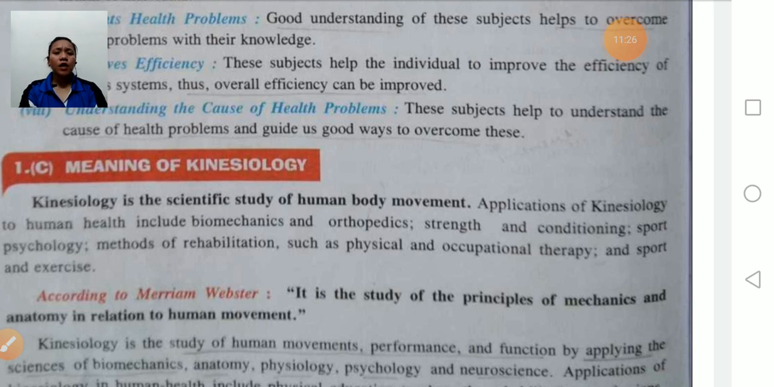Our body is made of bones and muscles, which help the body to perform external movement. Muscles provide us the necessary energy and force for movement, whereas bones act as levers. Therefore, with the help of kinesiology, we can understand the movement, how our body moves, and the various movements of our body.